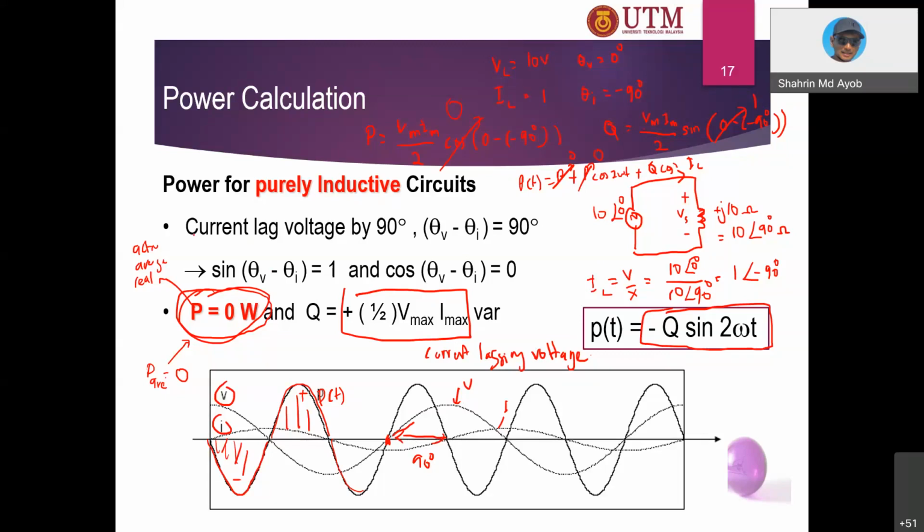So this is the most important part. For the inductor load, the current will always lag the voltage by 90 degrees. And the power is 0. Real power is 0, but for Q, we have some values.